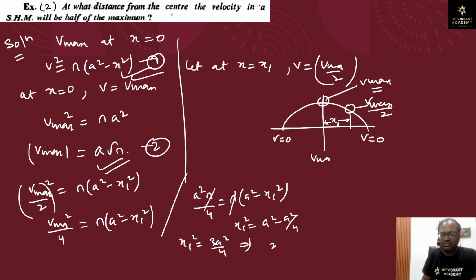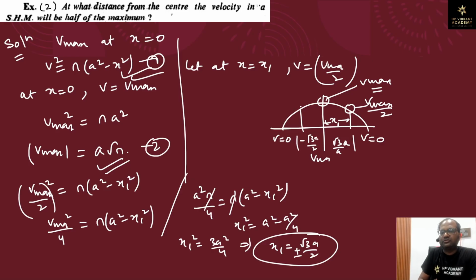From here we have x1 is equal to plus minus root 3a upon 2. So the distance x1 is plus root 3a upon 2, and minus root 3a upon 2. At these two points we have the velocity as v max upon 2.